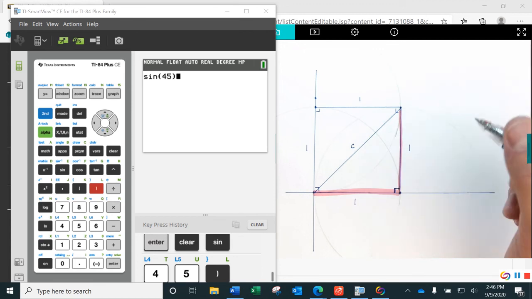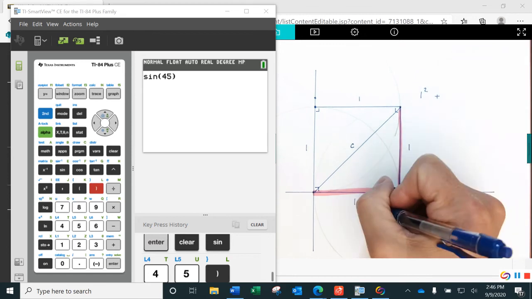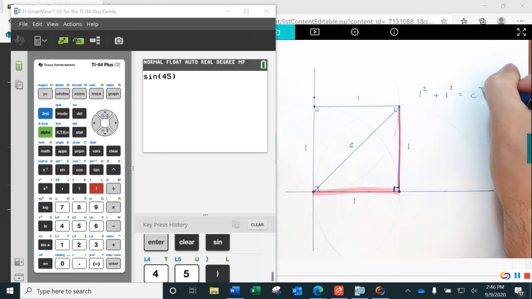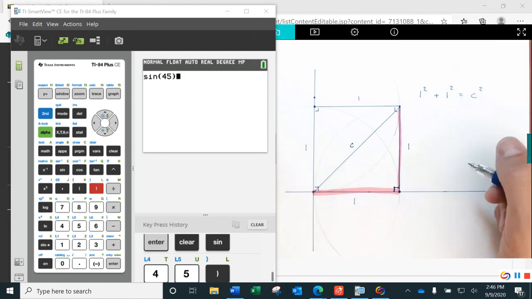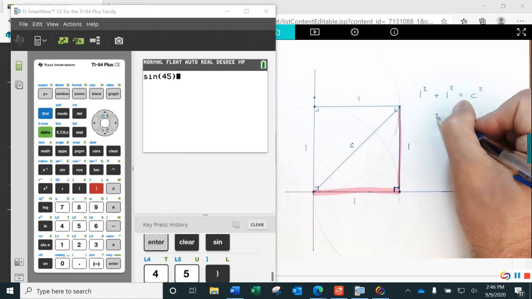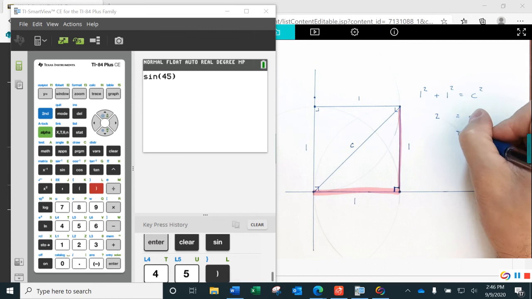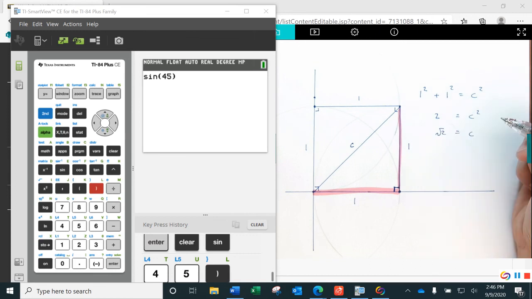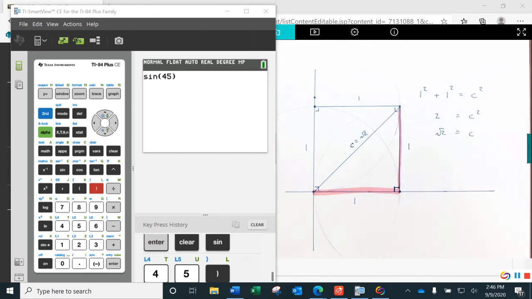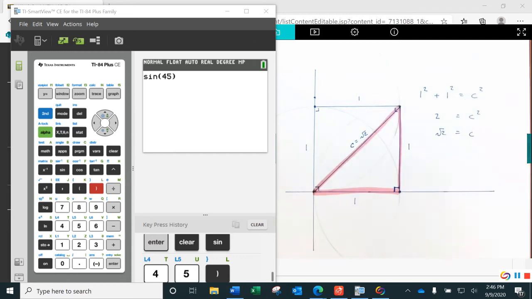We know the Pythagorean theorem, a squared plus b squared is equal to c squared, like so. 1 squared is 1. When I add those together, I get 2. C squared is equal to 2. Taking the square root, I get the square root of 2. C is equal to the square root of 2, like so.